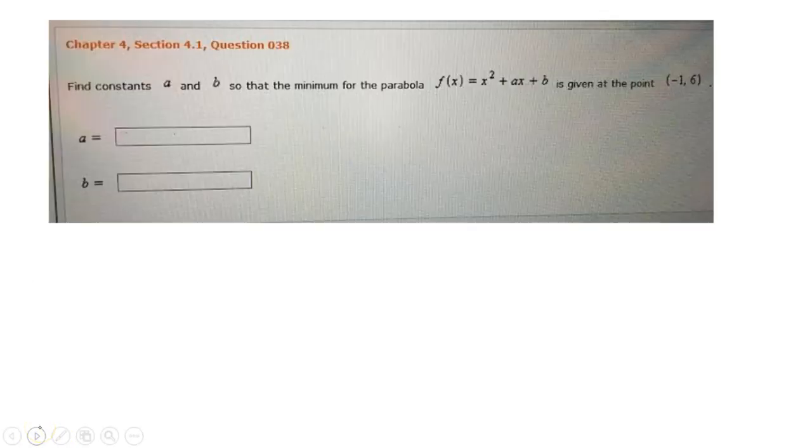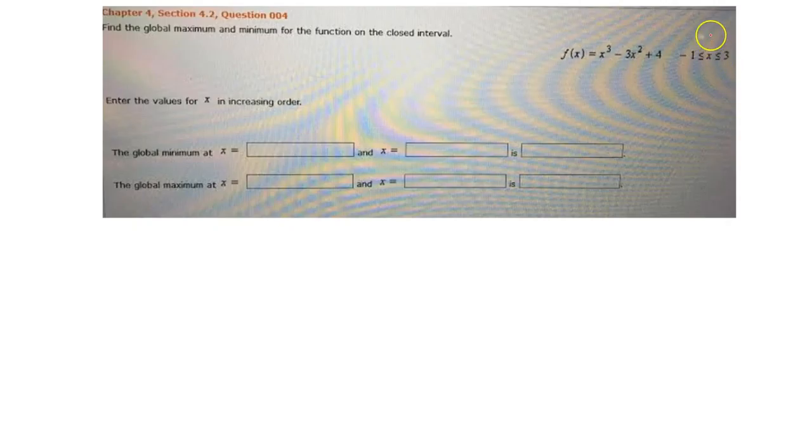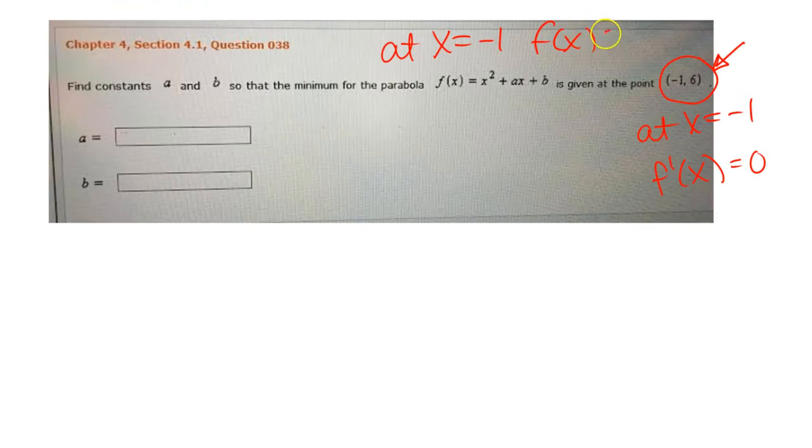Let's look at this one. This one says find the constants a and b so that the minimum for the parabola is given at this point. So if it's a minimum, that means at x equals negative 1, the first derivative had to be 0 because it's a critical point. But also, because we know this point, we know at x equals negative 1 that the original function was 6. So I'm going to write myself some equations.